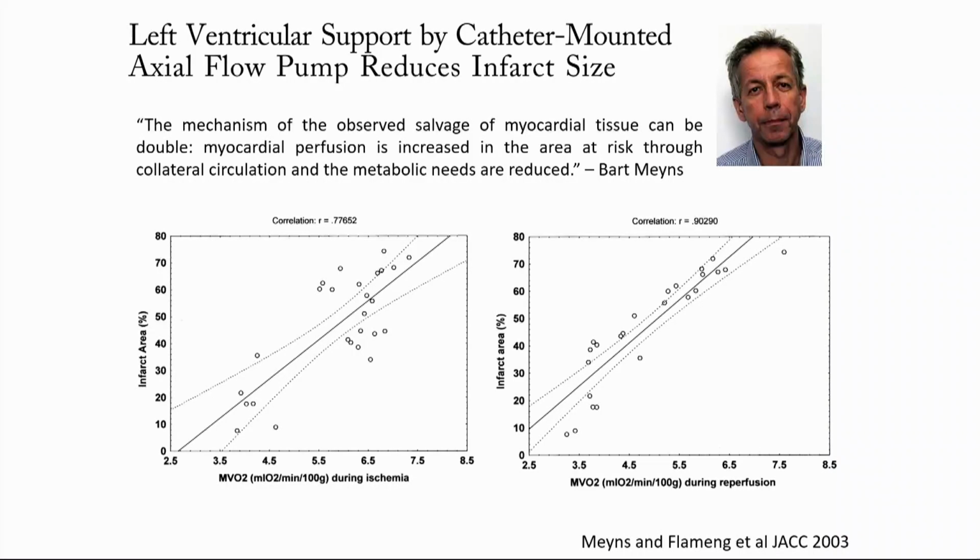And in this paper, I think it's important to recognize that Bart and his colleagues identified that one of the mechanisms of observed myocardial salvage is related to myocardial perfusion. And you're hearing a lot of science and talk about coronary blood flow, the collateral circulation, but also the metabolic needs are reduced. And in this paper on the left, Dr. Meyns shows very effectively that this reduction in myocardial oxygen consumption during the ischemic period also shows benefit in terms of reducing infarct size.